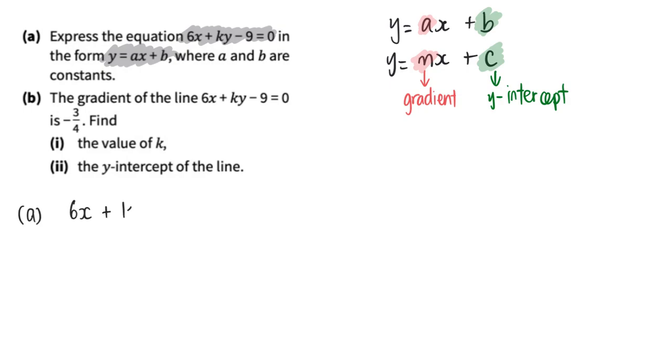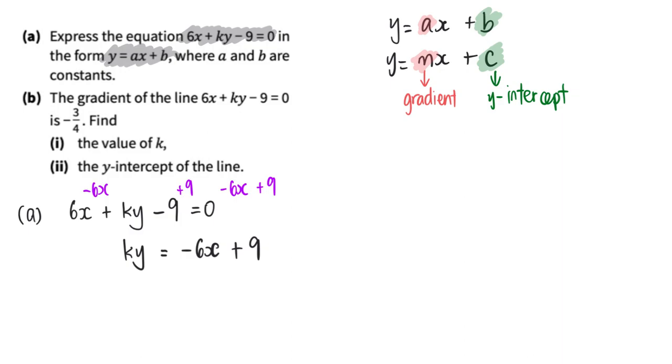6x plus ky minus 9 equals to 0, I am going to make sure that y equals to something. So I will have ky equals to negative 6x plus 9, because I minus 6x on both sides. I also add 9 on both sides, so that 6x minus 6x is 0. I eliminated the 6x and the negative 9 on the left hand side.